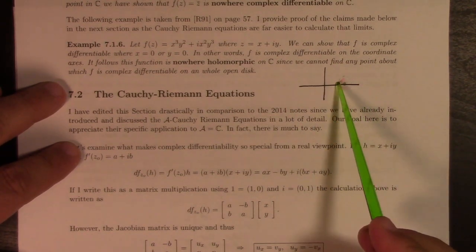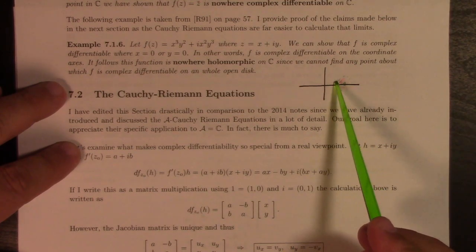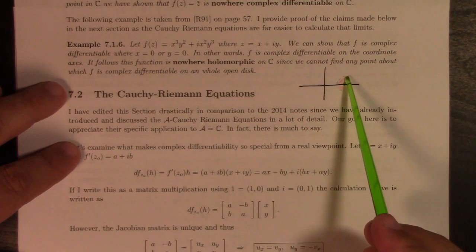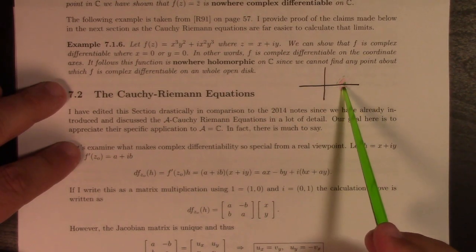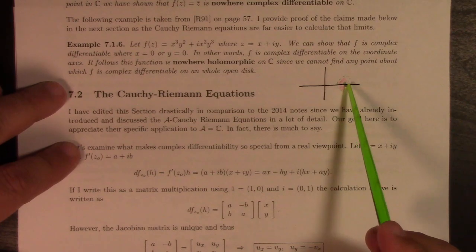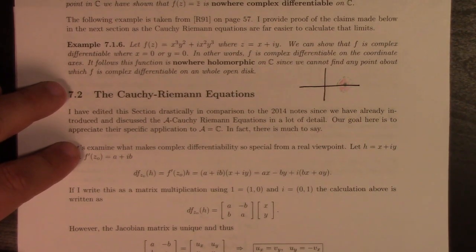a point, you can't find a disk around it on which the function is complex differentiable in the whole disk, because you're always off the coordinate axis where it's not complex differentiable. You know it fails to be complex differentiable off the coordinate axis because off the coordinate axis the Cauchy-Riemann equations fail. All right.